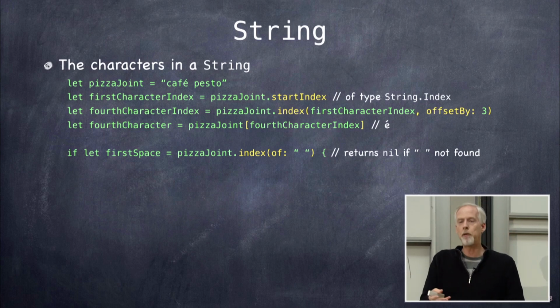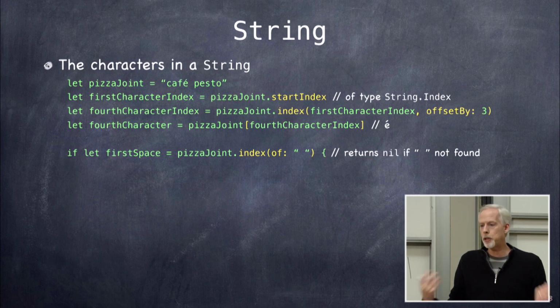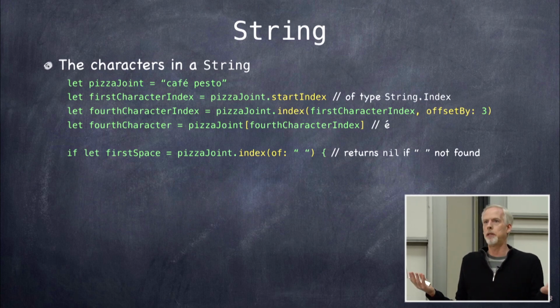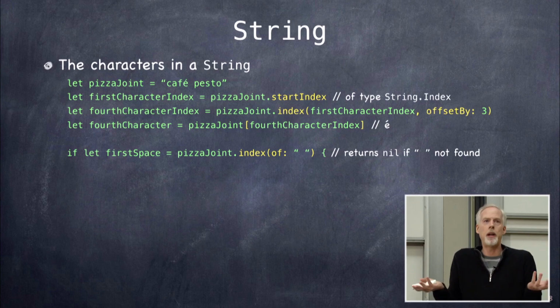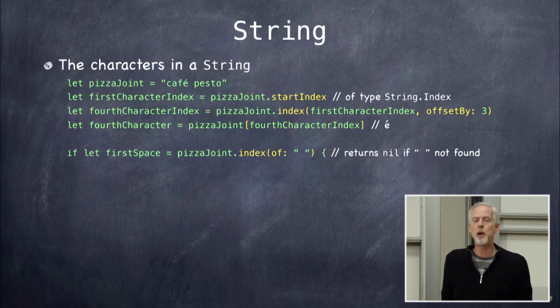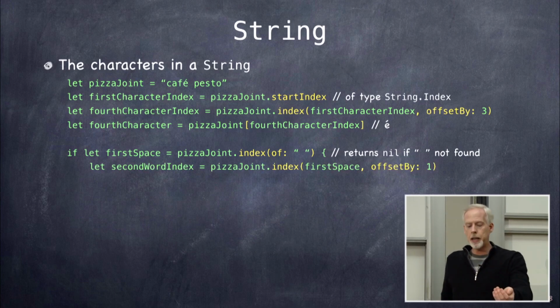Now the reason I have to say if let is, of course, index of space could return nil. There may not be any spaces in "pizza joint". There happens to be, but there might not be. So it would return nil then. So I'm doing if let. Now I've got the index of that space.